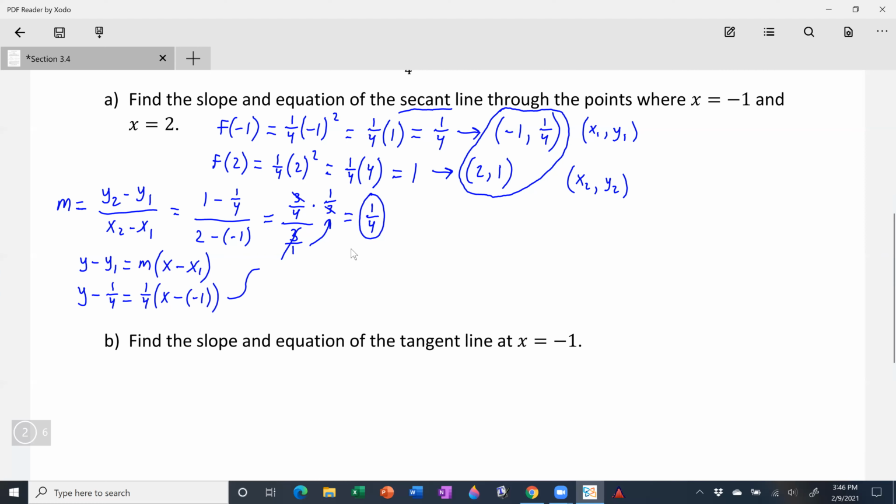Okay, let's continue our work over here. Y minus 1/4 equals, so that'll be x plus 1 in there. And let's distribute the 1/4.